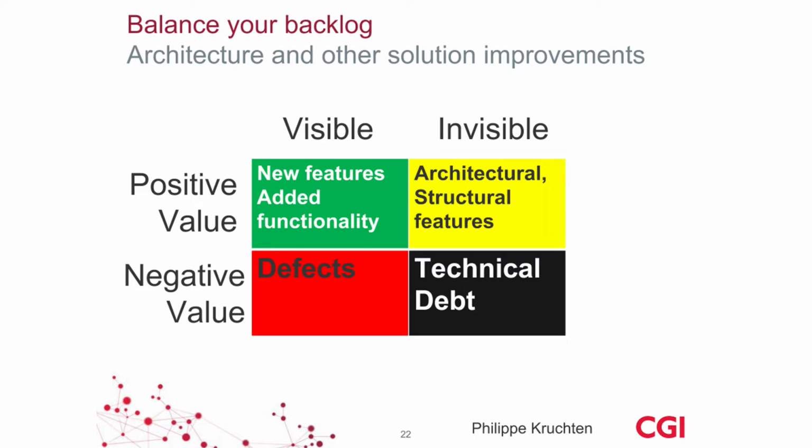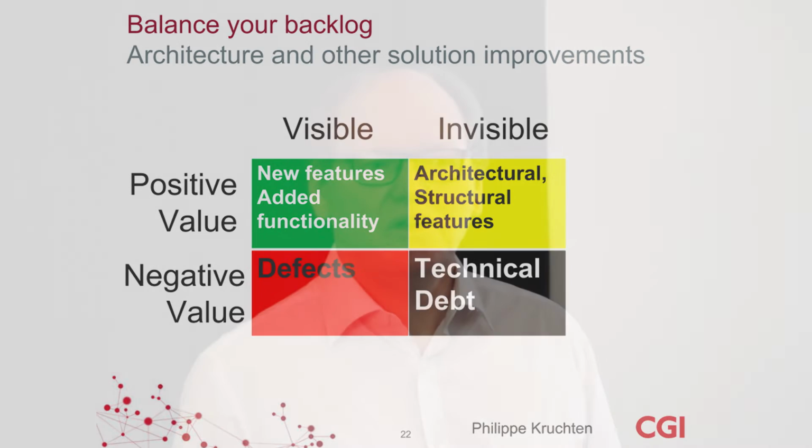And then there's the invisible stories with negative value. They are causing trouble while these stories are not built. And the trouble, of course, in the technical debt metaphor, is the interest that you're paying for the debt that is in the system. Now remember these colors. Technical debt is black. Architecture is yellow. Features are green. And defects are red.